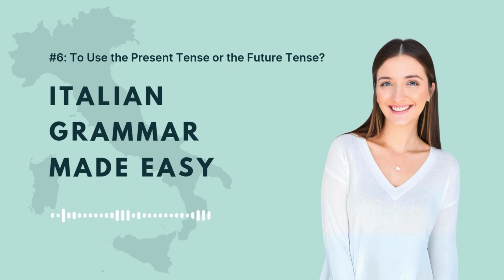Presente e futuro. Present and future. It can get confusing in Italian because in many instances you can use the present tense to talk about the future. And so my students often ask me, when should I be using one and when should I be using the other one?